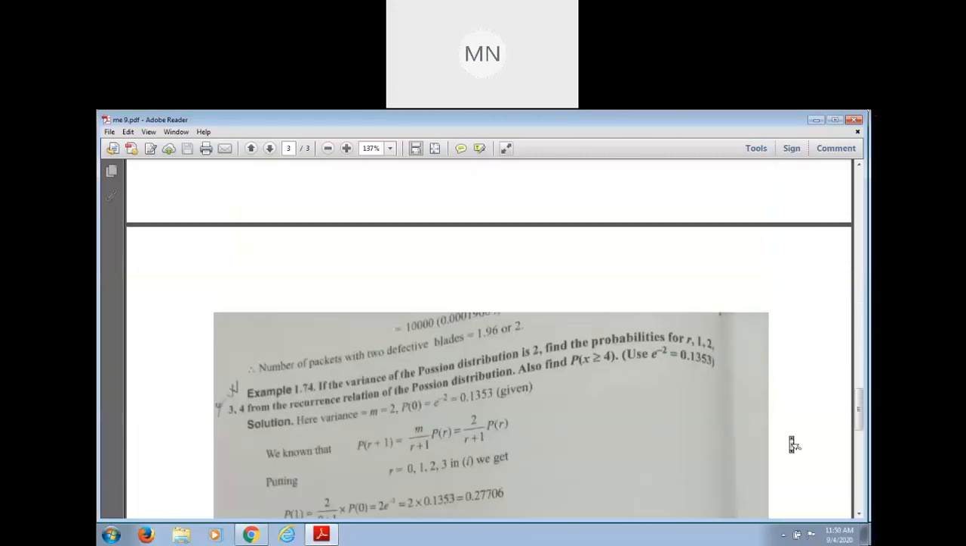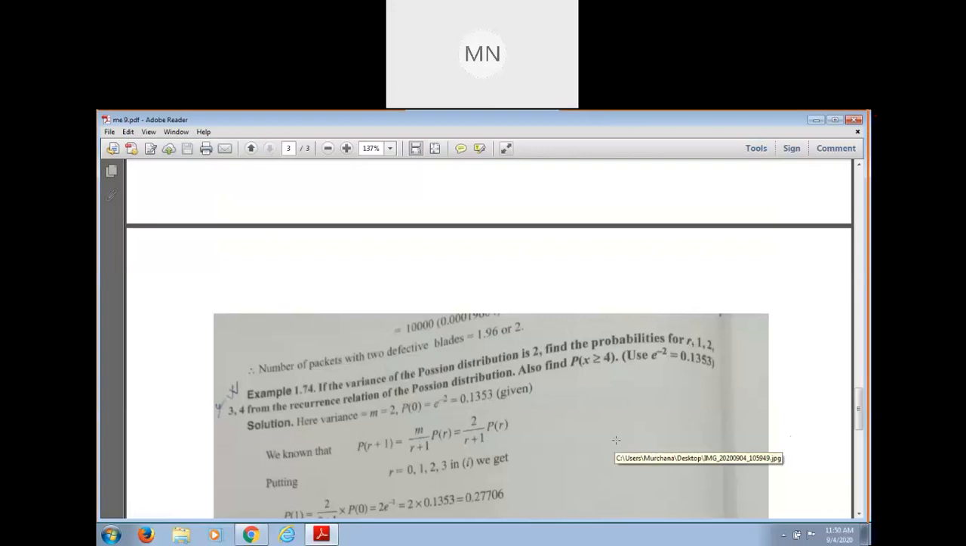In this problem, we are interested to find the values for 1, 2, 3, and 4. First, put 1 to find the 1.